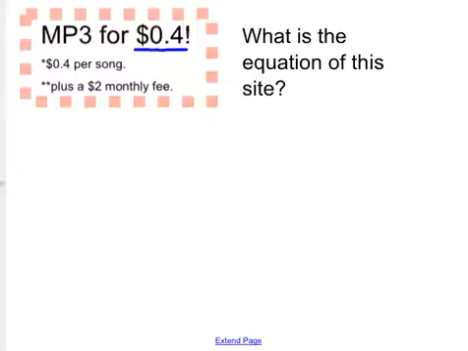Okay, so what does that equate to? Well, let's try to figure this out. Oh, and also they have a monthly fee too, but their monthly fee is a little bit less. It's $2. So what's the equation of this line?